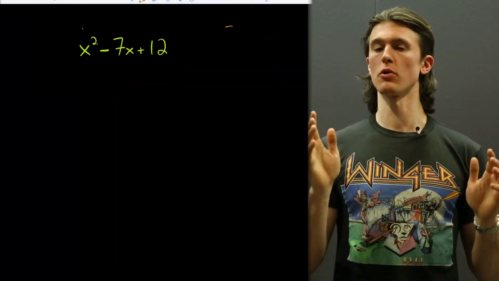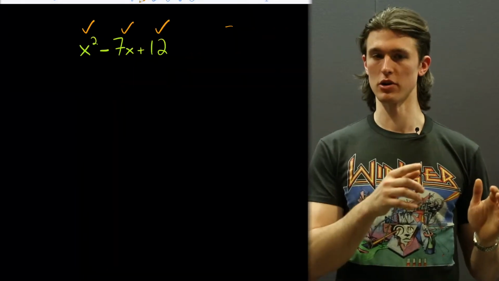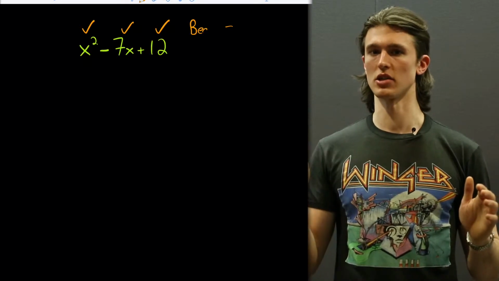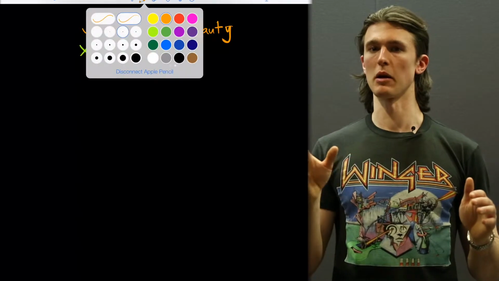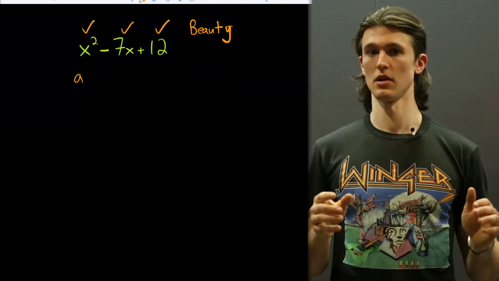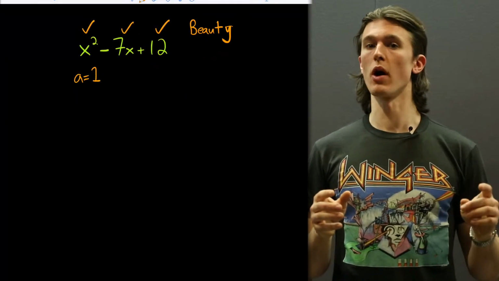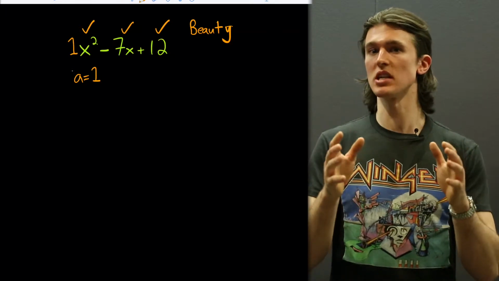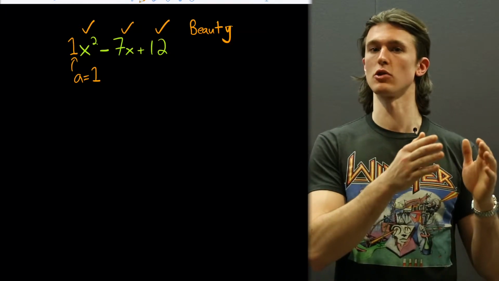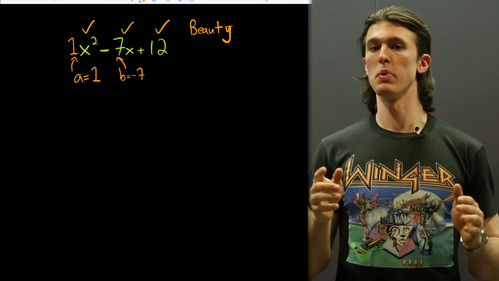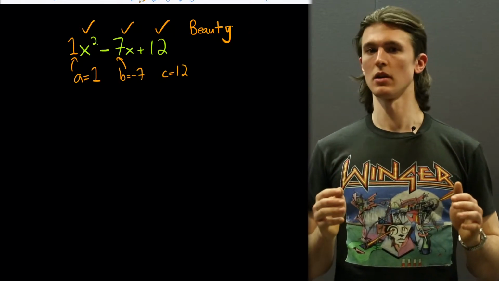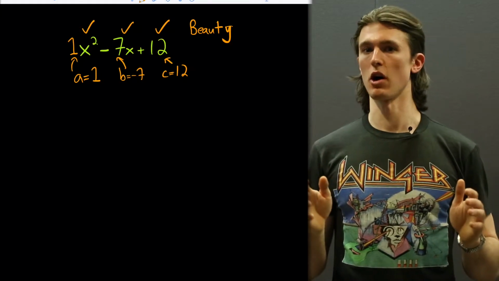Now, right away, I notice it's in the right order. The x squared is first, the x is second, and the constant is last, so that's great. So now I've got to go about labeling my coefficients and my constant. So a would be 1 in this case, because although it's x squared, we can always imagine that there's a 1 as a coefficient of a variable. B would be negative 7, and C would be positive 12.